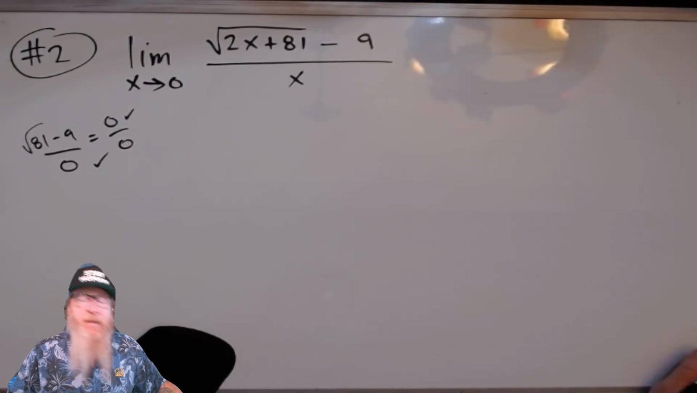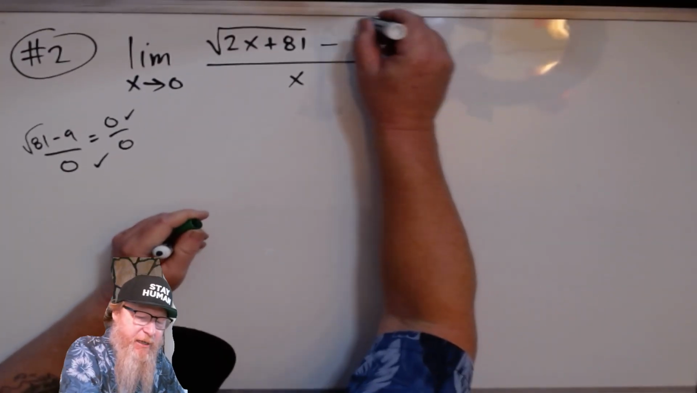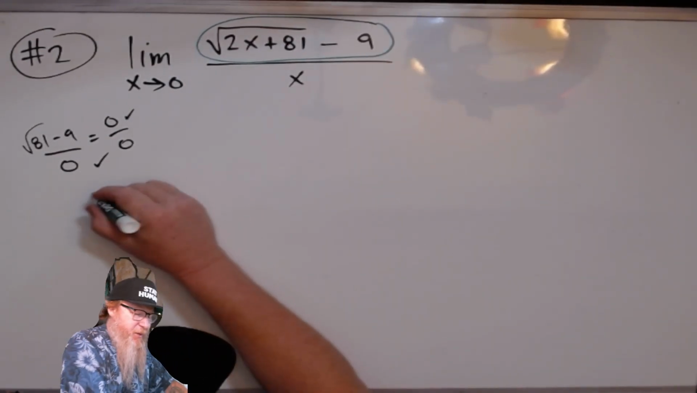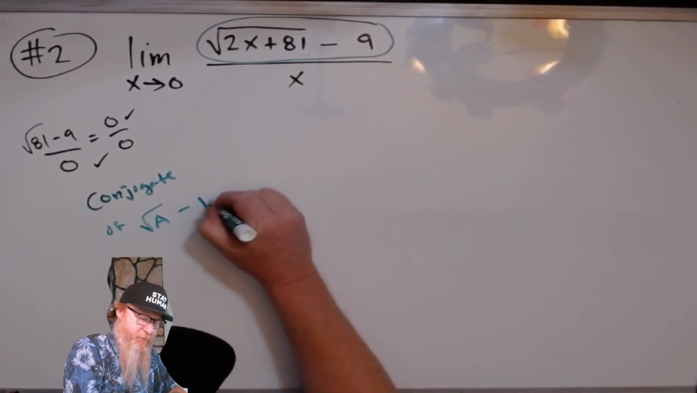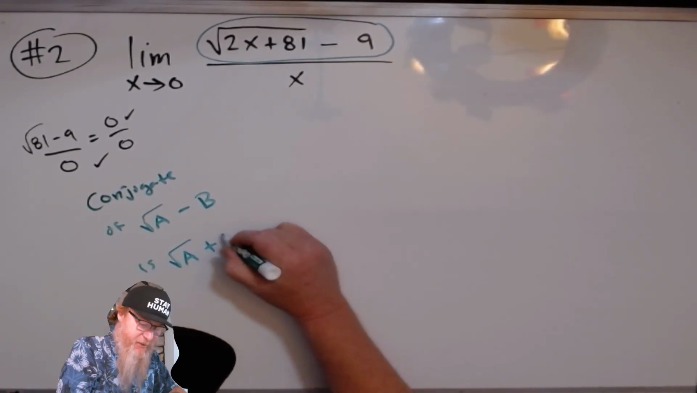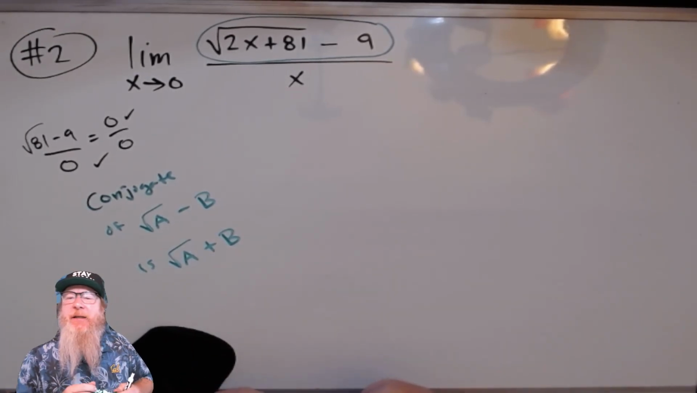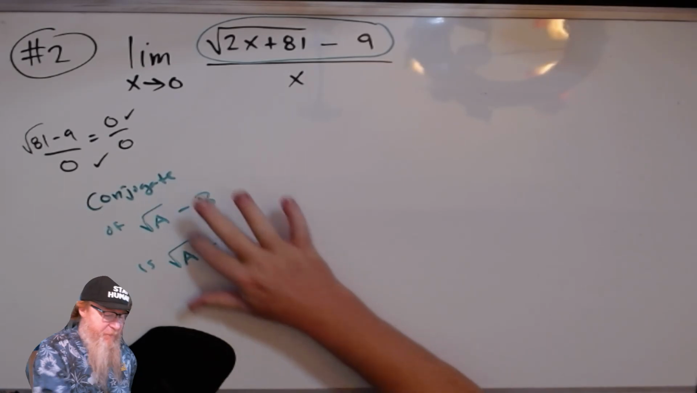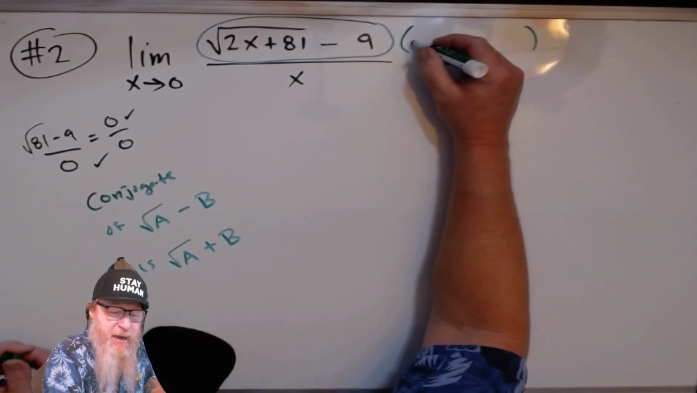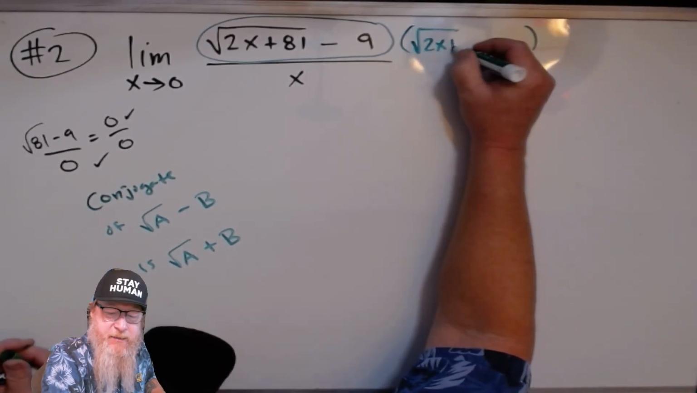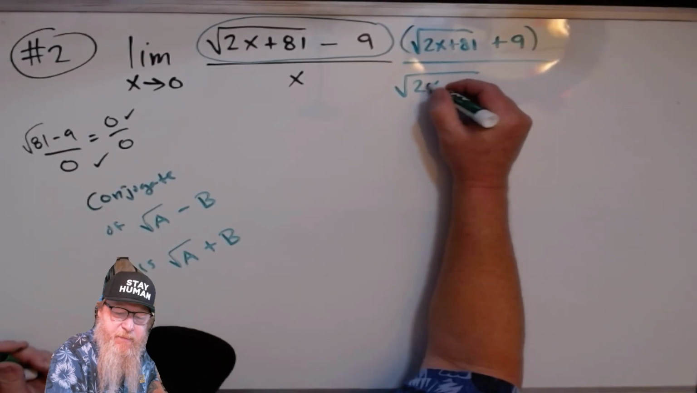All right. So let's get right into it. With this one, I'm going to start by identifying the conjugate. So the conjugate of radical A minus B is radical A plus B. We're going to call this an irrational conjugate. It's an irrational number with an opposite sign in the middle. So this is your A, this is your B. So I'm going to multiply by the square root of 2x plus 81 plus 9. And I'm going to do it on the top and the bottom.